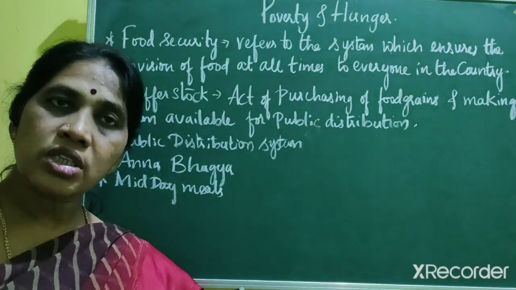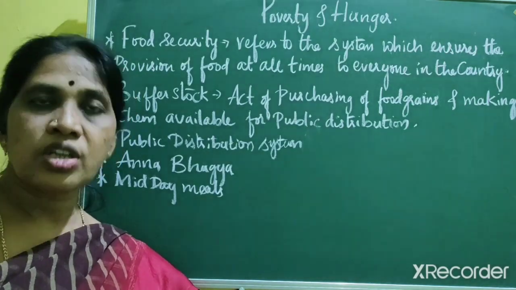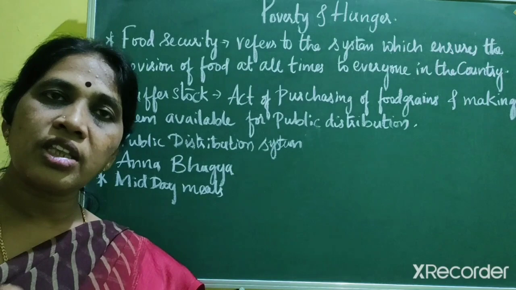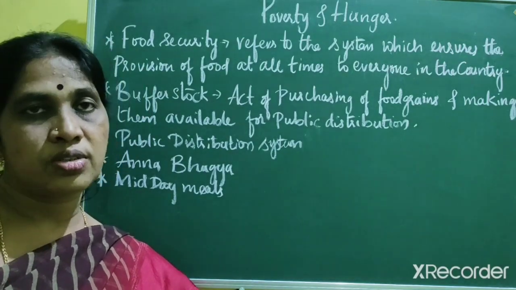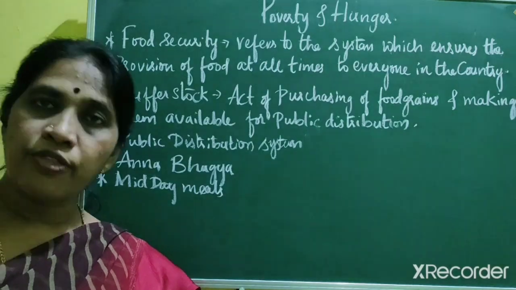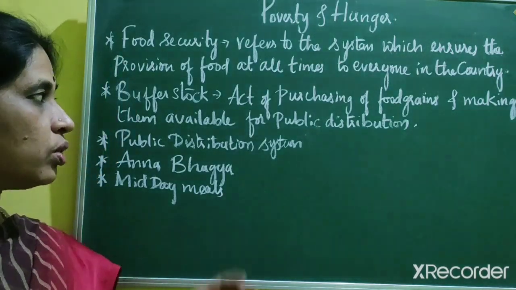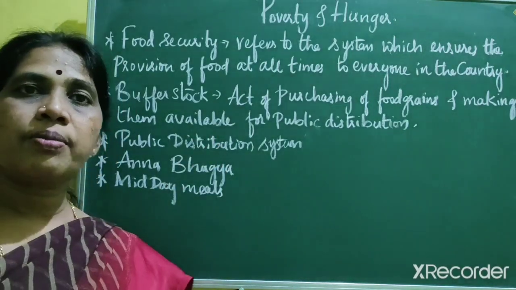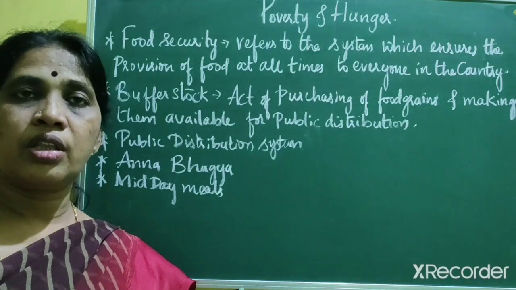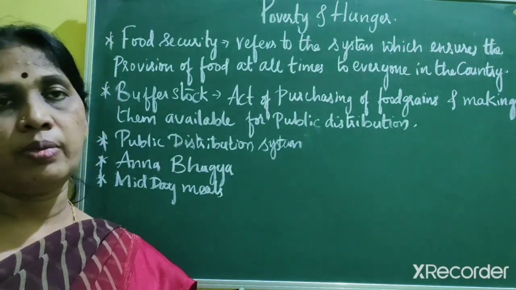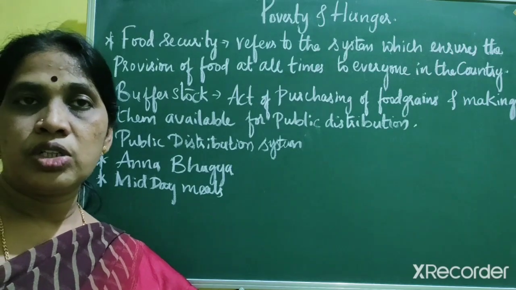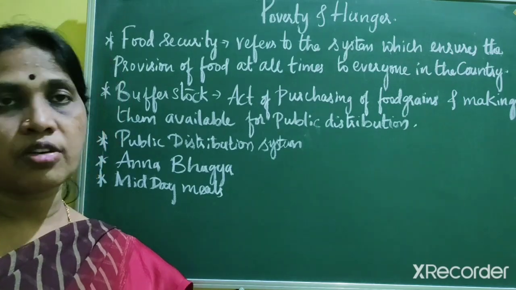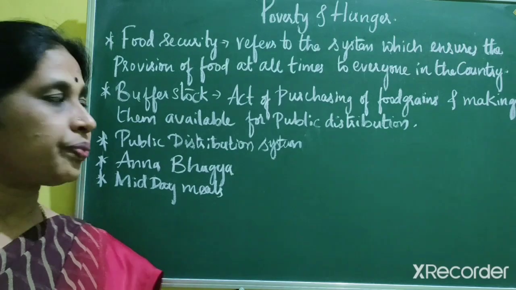This act of purchasing the food grains and making them available to the people through the public distribution system is called a buffer stock. Through this you could see that the farmers and the people in the lower strata will be ensured food grains. And this is one of the measures to see that people do not suffer from hunger.